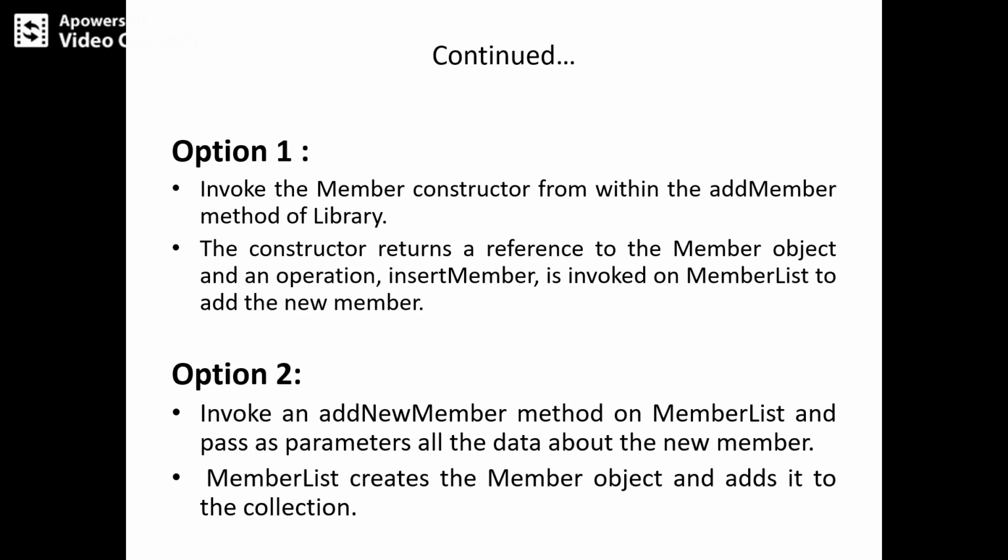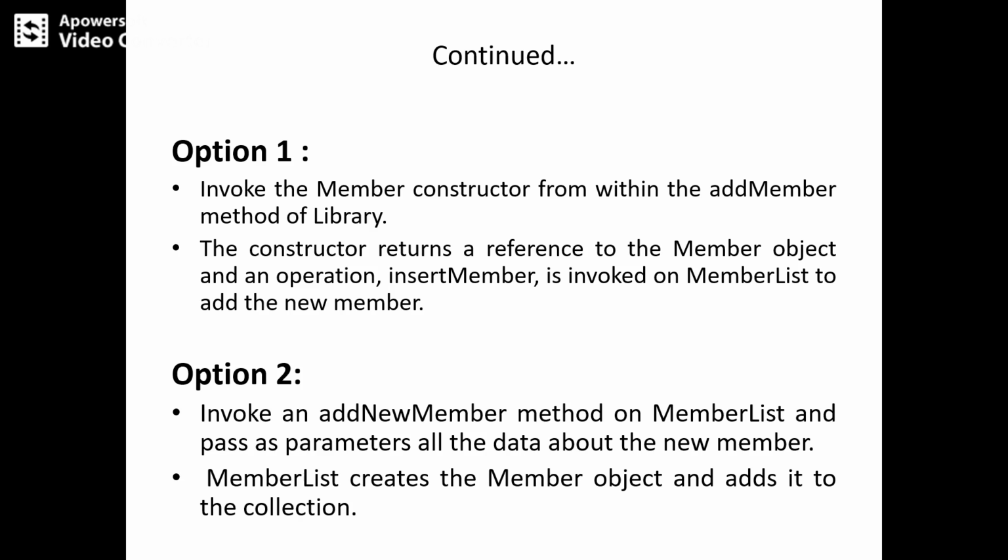So if you choose option 2 here, add new member details, it must take in parameters that detail a member, for example name, address, phone, so that it can call the constructor of the member class. That introduces unnecessary coupling between the member list and member.